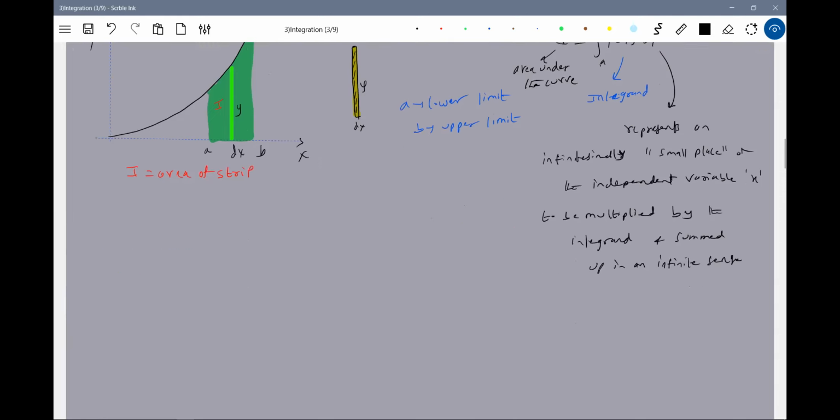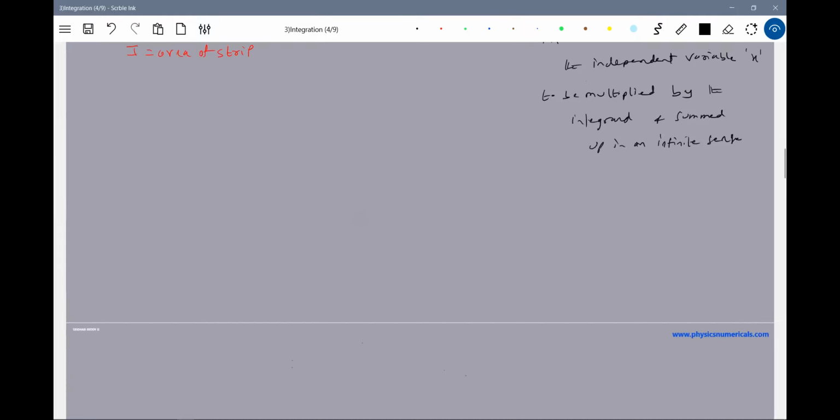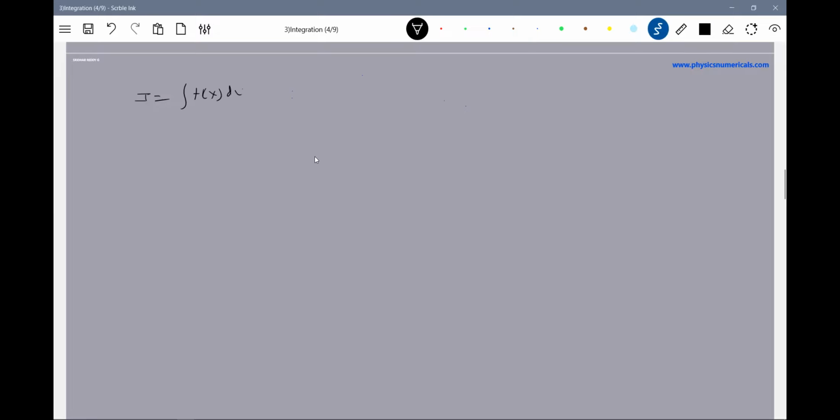Sir, how do you integrate? Okay, this will go by the power rule. The first power rule says I equal to the integral of f of x dx, where f of x is equal to x to the power of n. So f of x equal to x to the power of n. Let me substitute the limits also, a to b. Then the integral I is equal to the integral of x to the n dx from a to b.